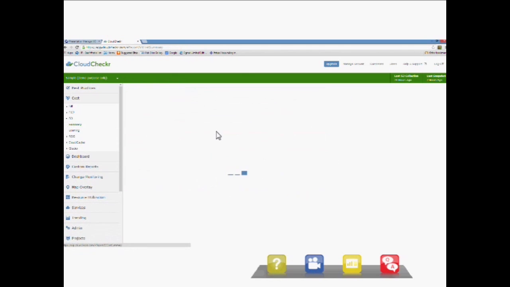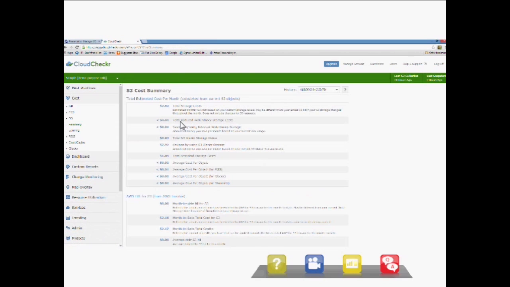Here's a typical S3 cost summary report. It shows you what your storage costs are running, how much of that is reduced redundancy, and what you are saving by using reduced redundancy. How much of that is your Glacier storage, and how much you are saving by using Glacier?